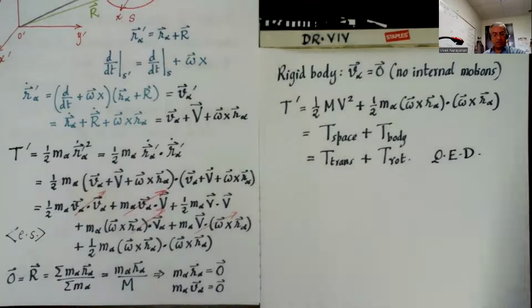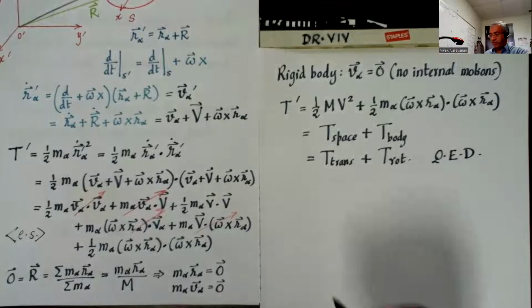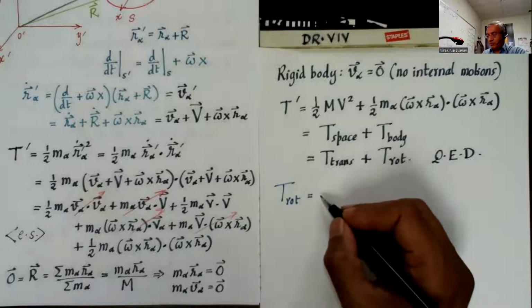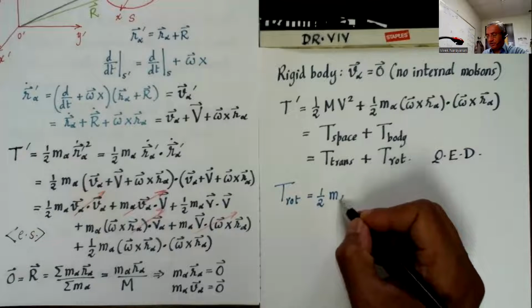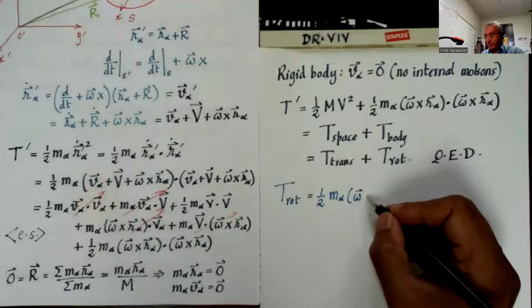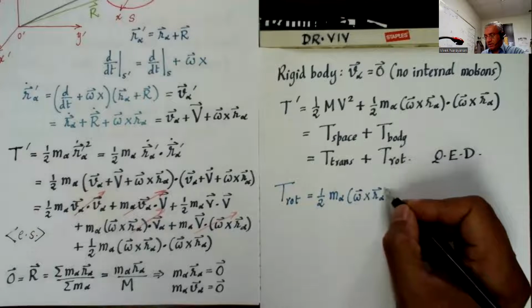Now, to introduce a moment of inertia tensor, we're going to have to massage the rotational part a little bit. So let's focus on doing that next. T rotational is going to be 1/2 m alpha, and don't forget the Einstein summation is still in force over the index alpha.